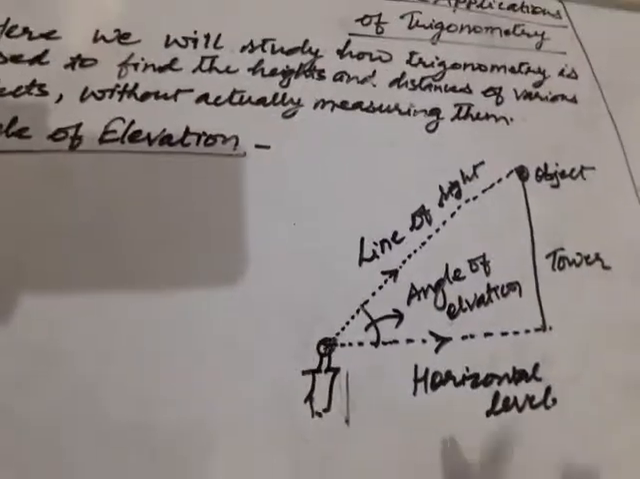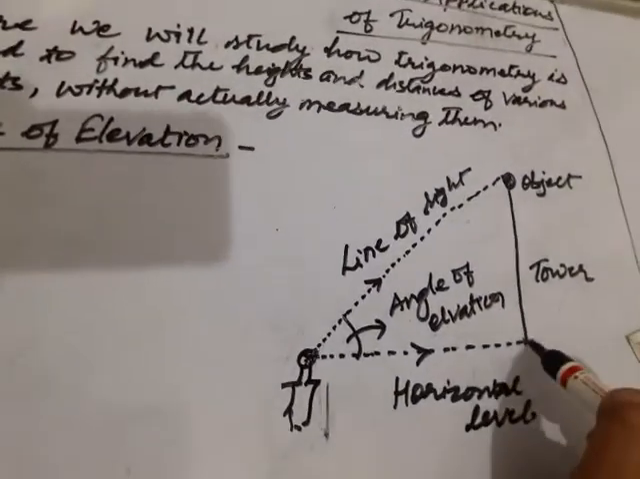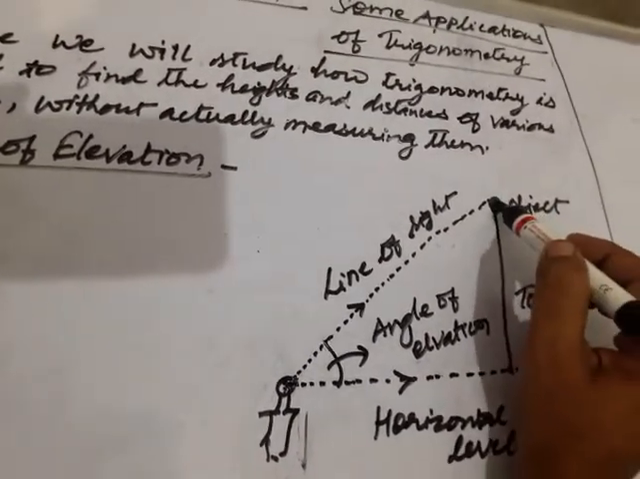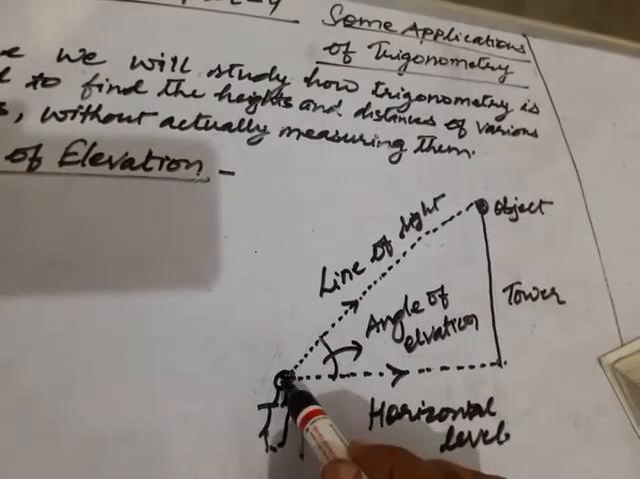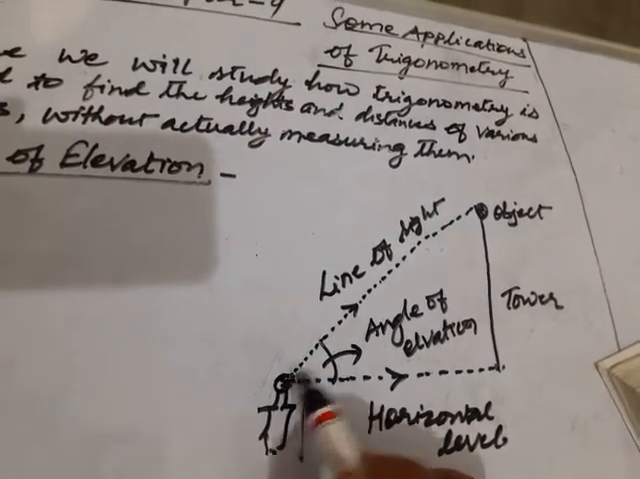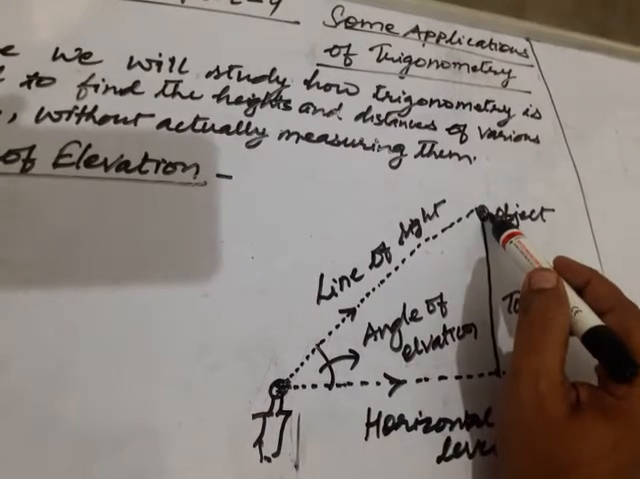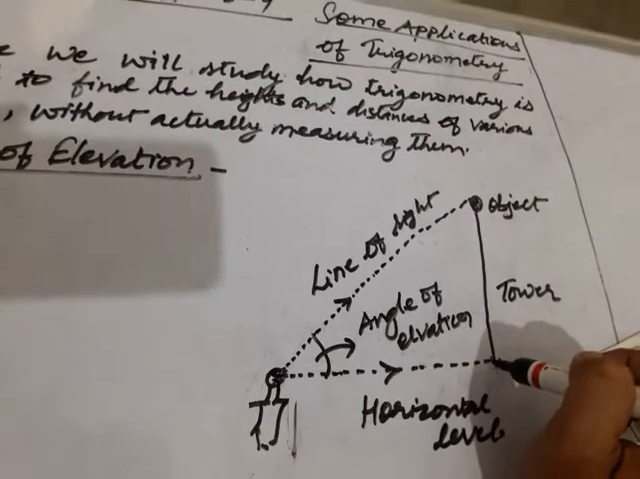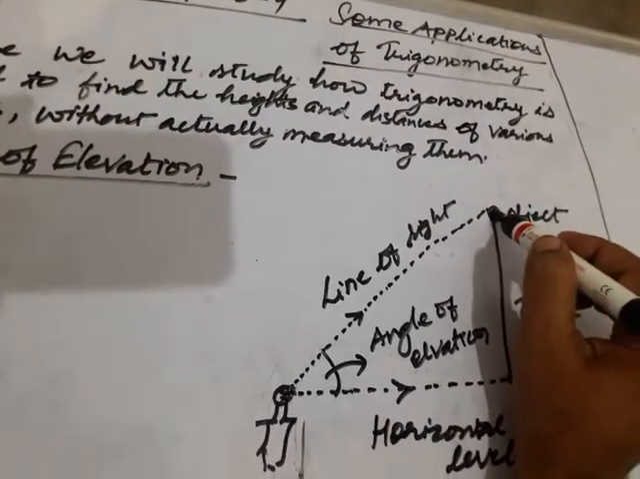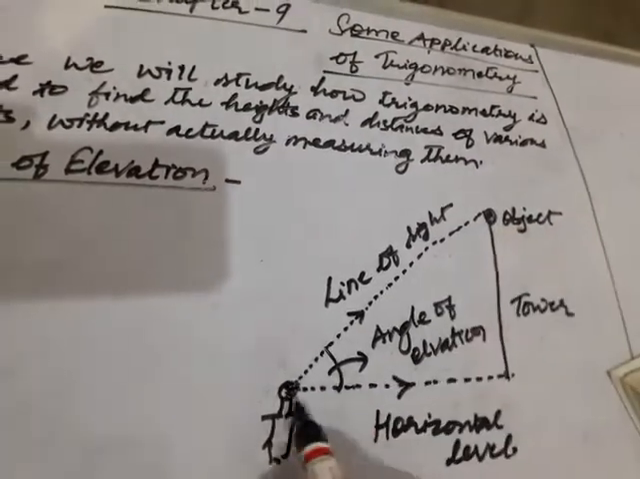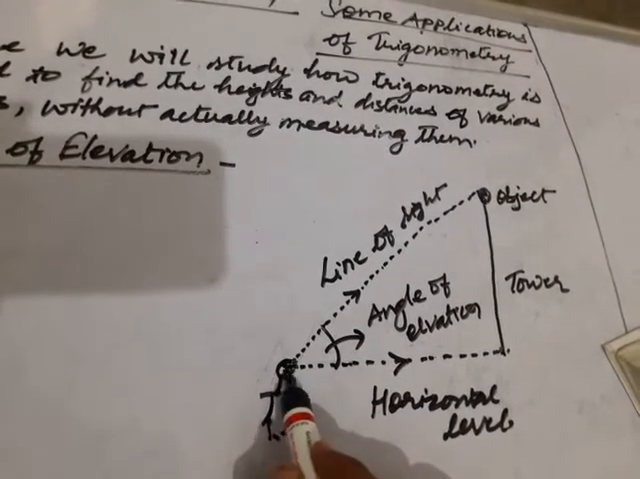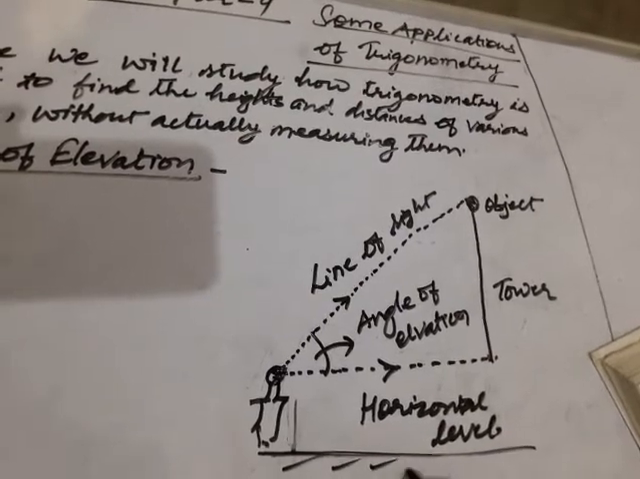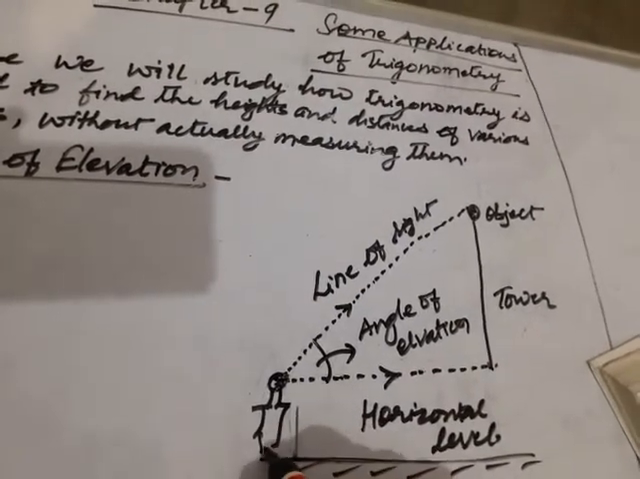Okay, children. So what did you understand? When the object that is going to be viewed is kept higher than the level of the observer's eye, then the angle of elevation is formed. What is this? This is the tower. This is the object kept over here. The observer is sitting over here at ground level. This is the ground, children, the grassroots level. The observer is standing over here.